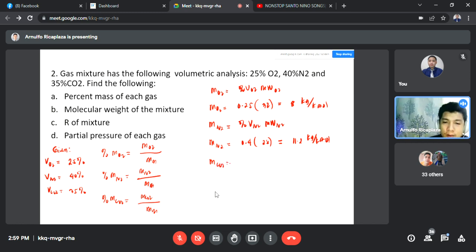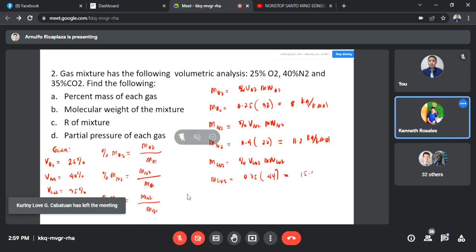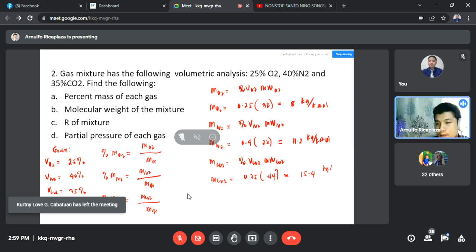Okay, so for the CO2, the mass of CO2 is equivalent to the percent volume of the CO2 times the molecular weight of CO2. So the mass of CO2 is 0.35 times the molecular weight of CO2, which is 32 plus 12, that is 44. So 0.35 times 44 is 15.4 kilogram per kilomole.